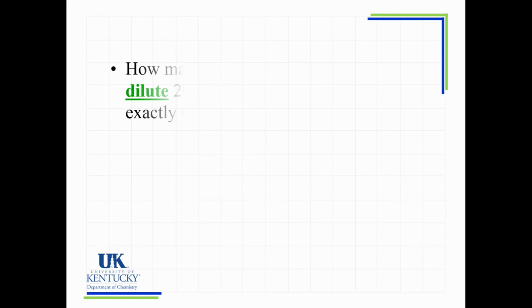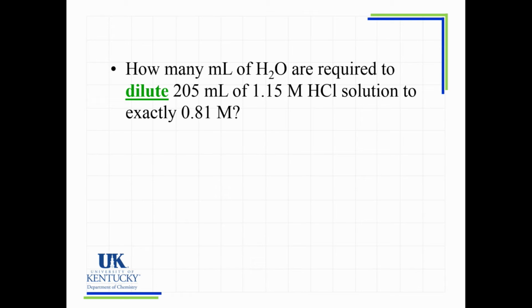Okay, so here's a problem. How many milliliters of water are required to dilute? Oh, there's that word, dilution. I get to use my dilution formula. To dilute 205 milliliters of 1.15 molar HCl to 0.81 molar HCl. Notice how the concentration is dropping as we add water. So let's turn to the light board and work through this problem.